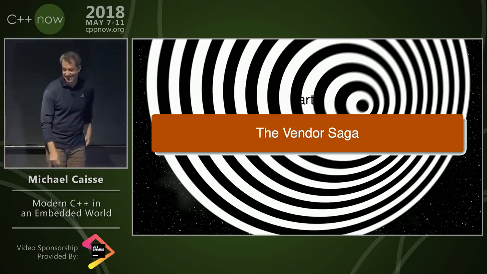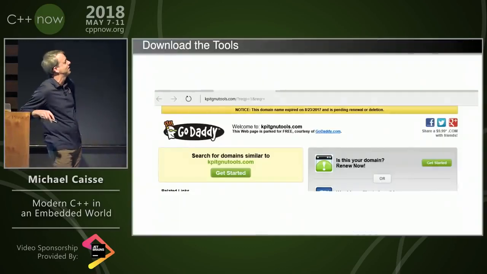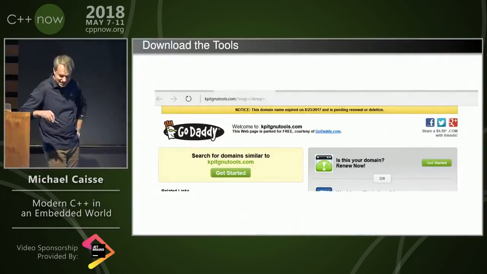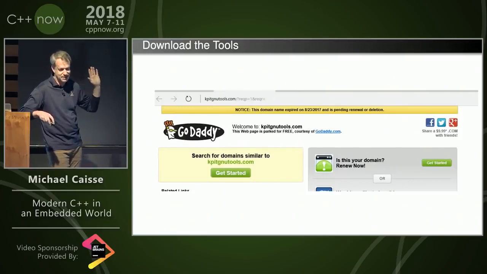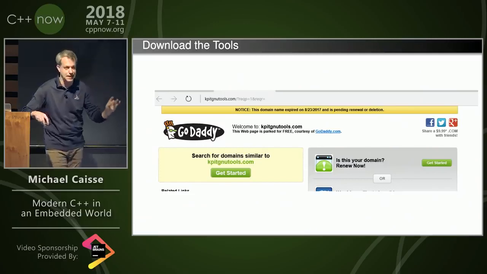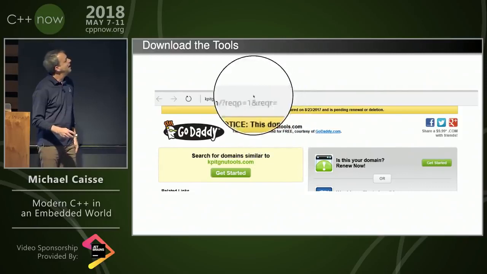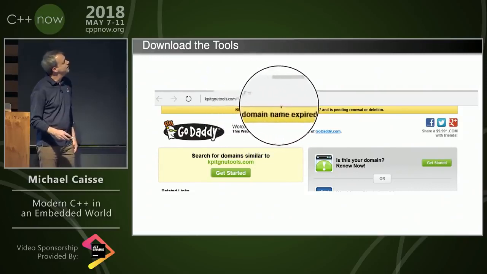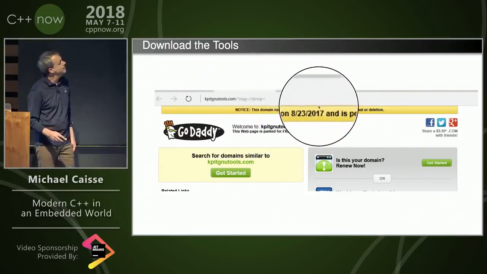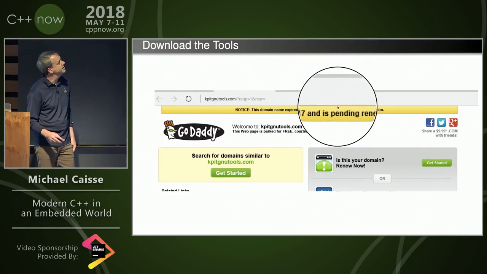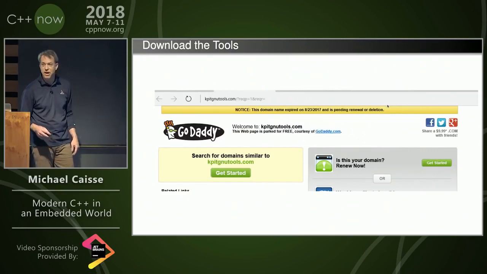All right, so we're going to start our Twilight Zone vendor saga here. And personally, I just want the vendor tool C++ compiler: click the link, download it for Linux. That's personally what I want. I just want you to see what it says when I do this. This domain expired, 8/23/2017's pending renewal or deletion. Are you kidding me?